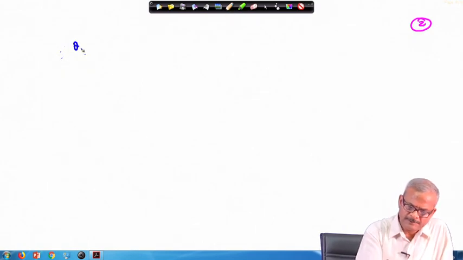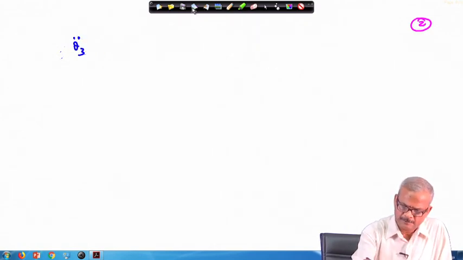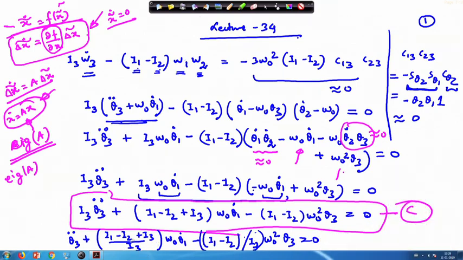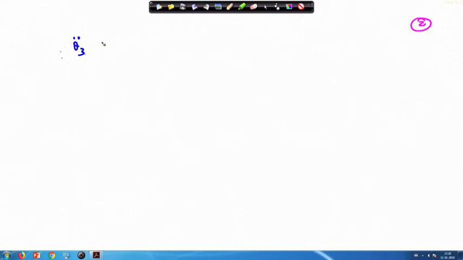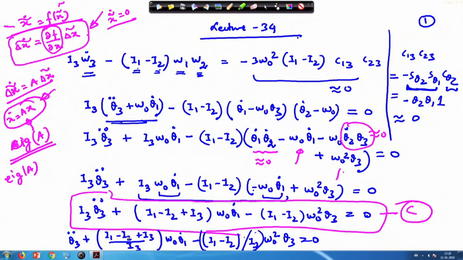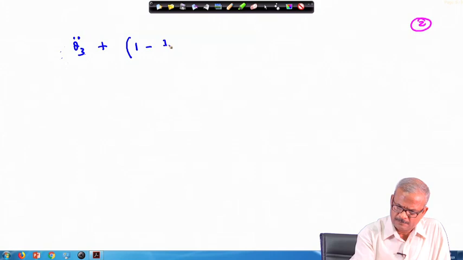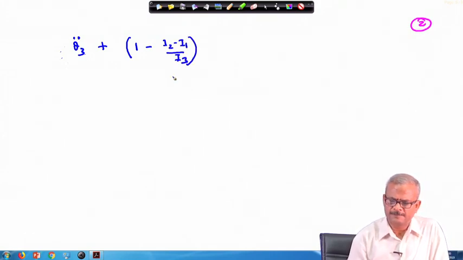Okay, so we have theta 3 double dot plus I 1 minus I 2 and all these quantities are there. So, we can rewrite this as I 3 divided by I 3, this will be equal to 1. And then this I 1 minus I 2, we can write as I 2 minus I 1. We can write it like this. It is the same thing.